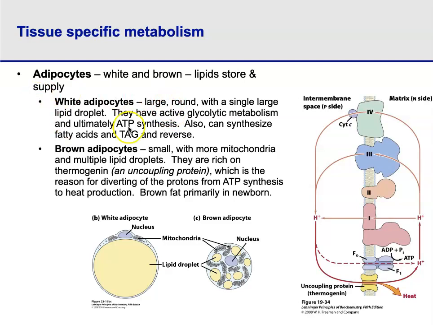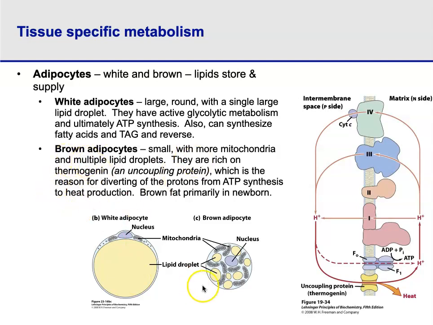Now, white lipid cells, or white adipocytes, as you can see them, are larger and more round, with a single large lipid droplet. They have fully active metabolism in them and ATP synthesis, and their primary function is to deposit triglycerides. That means that they can synthesize them, but they can also break them apart into fatty acids. And then the fatty acids are excreted in the blood and then delivered to the tissues that need them.